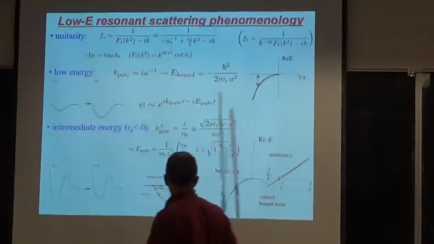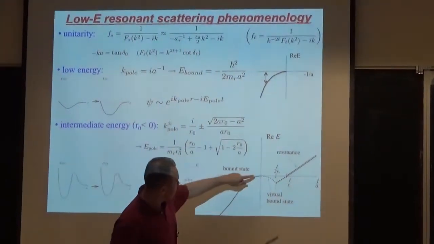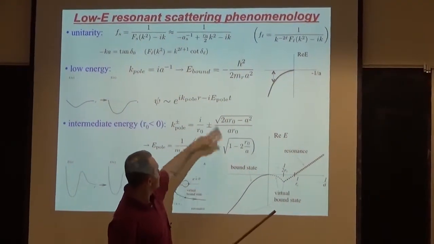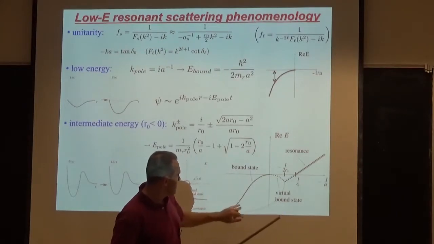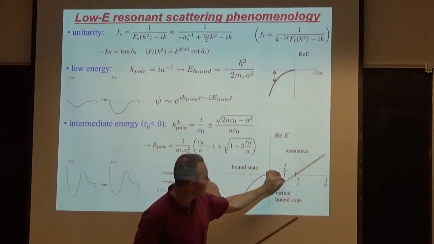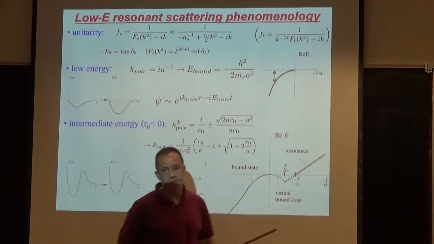So I draw this as a dotted line. But that dotted line actually has a complicated structure. There are two roots here, in fact there are two roots everywhere, but then here they meet, and they finally become a resonance. Okay?